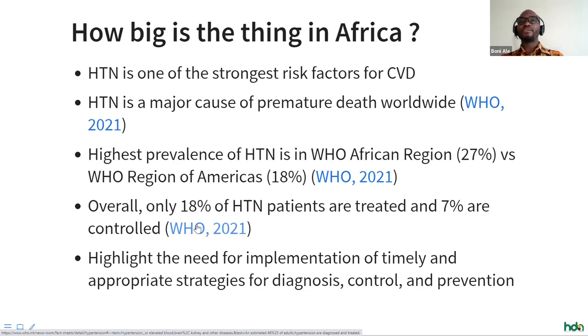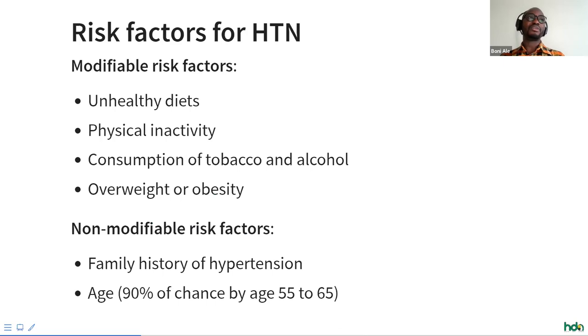So many of our patients have not even been treated, because few of them get treatment. 18% of the patients get treatment. And among them, just 7% are controlled, so we need to implement timely and appropriate strategies for diagnosis. This is critical. So what are the risk factors for hypertension?